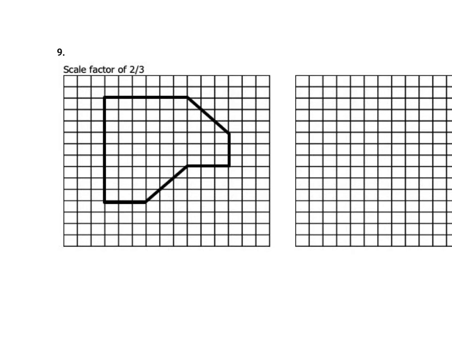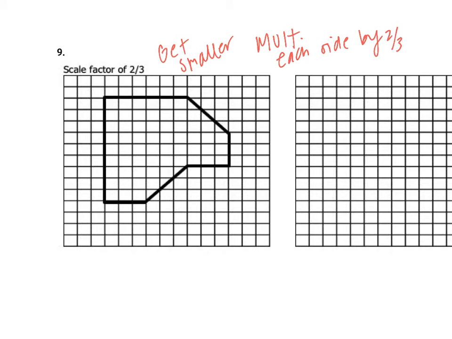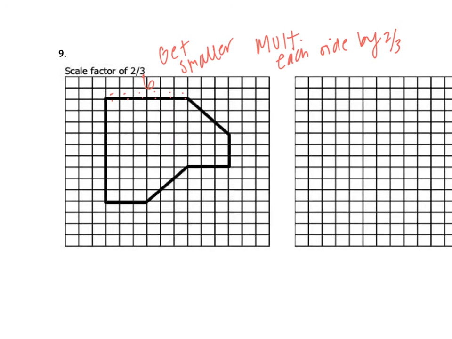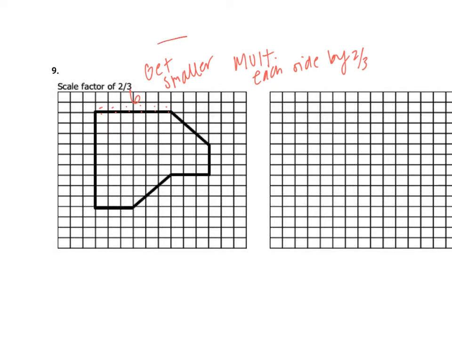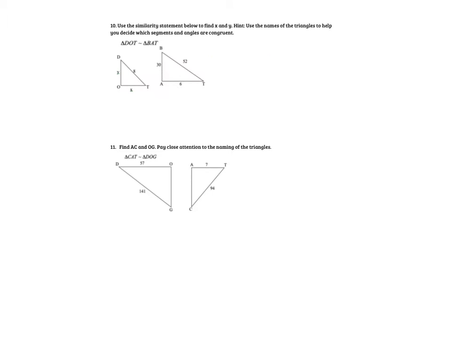So like in number 9, the scale factor is 2/3. That means your shape is going to get smaller. You're going to multiply each side by 2/3. So in your calculator, you're going to take what each side is, so 1, 2, 3, 4, 5, 6, and multiply that by 2/3, which is just 0.666666. I want you guys to try that one on your own. Just remember, it's getting smaller because the scale factor is less than 1.